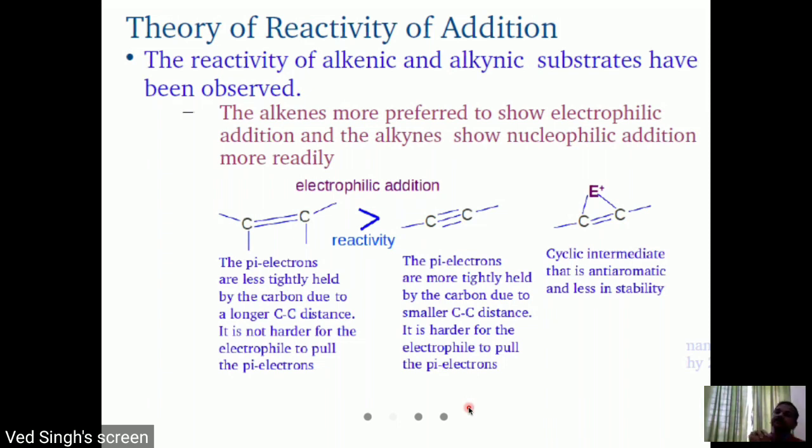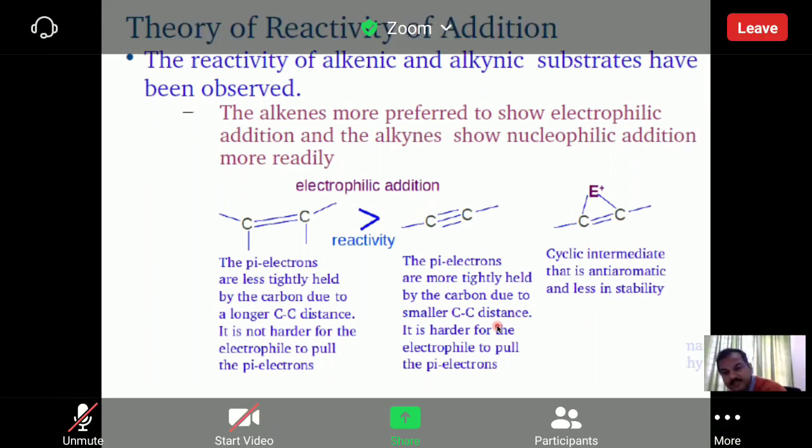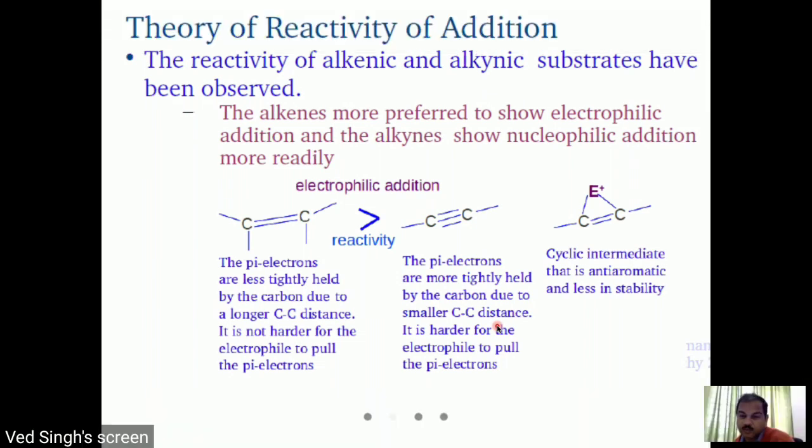The reactivity of alkene and alkyne substrates. Alkenes prefer to show electrophilic addition, whereas alkynes show nucleophilic addition more readily. So the reactivity of alkene is higher than alkyne. The pi electrons are less tightly held by the carbon due to the longer carbon-carbon distance in alkene, so it is not hard for the electrophile to pull the pi electrons. Whereas this carbon-carbon bond is shorter, so pi electrons are more tightly held, and it is harder for the electrophile to pull them.